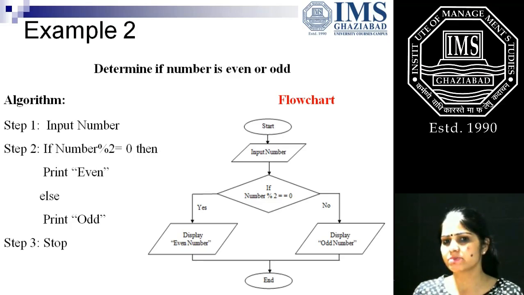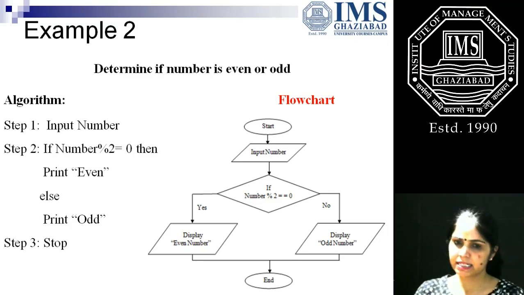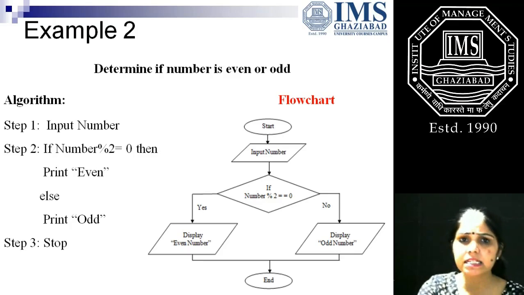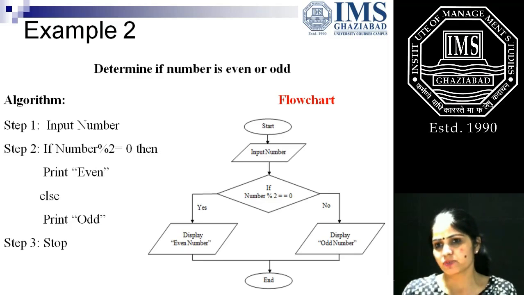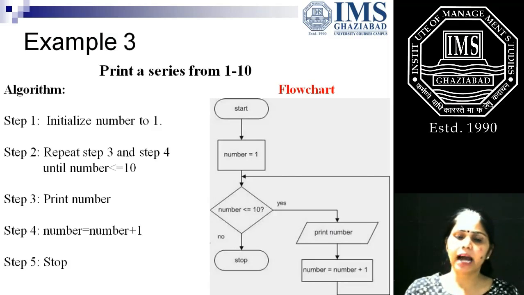If the number is divisible by 2, we would be moving towards the left hand side, wherein we have written yes. If the number is not even, then we would be moving to the right hand side. So if yes, display even number, if no, display odd number, and then finally our work is done. We would be closing our flowchart by the end symbol. This is the flowchart indicating the decisive structures, whether a particular thing would be true or false.